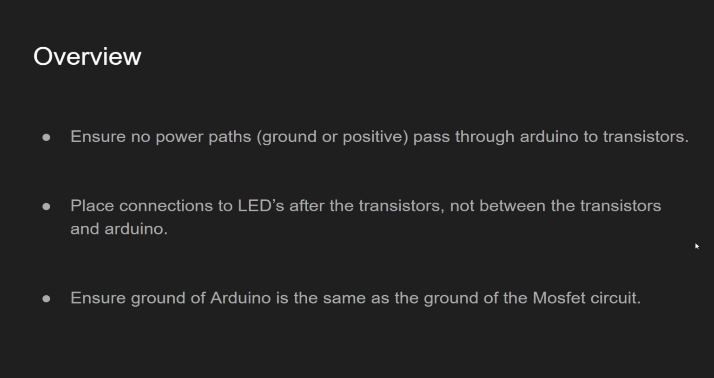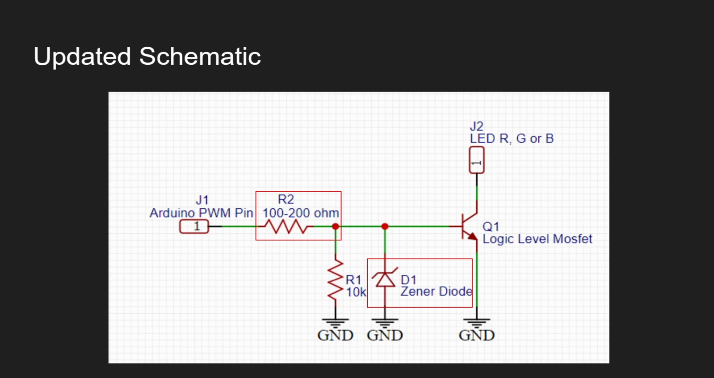The last one is just to make sure that the ground of the Arduino is the same as the ground of the MOSFET or the LED driver circuit. So straightforward enough. I wanted to also just go over a few things. I've since been looking a bit more into these driver circuits and realized there were parts I could add in that I didn't.